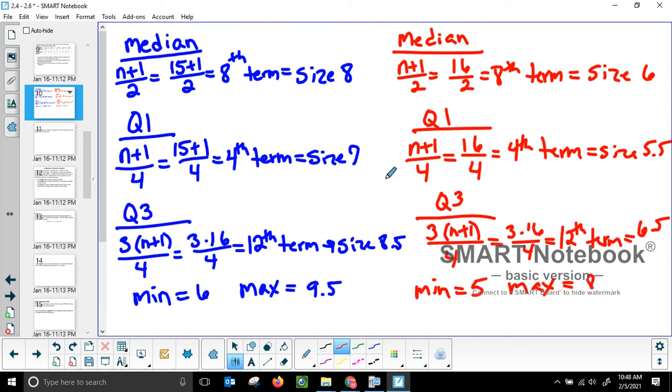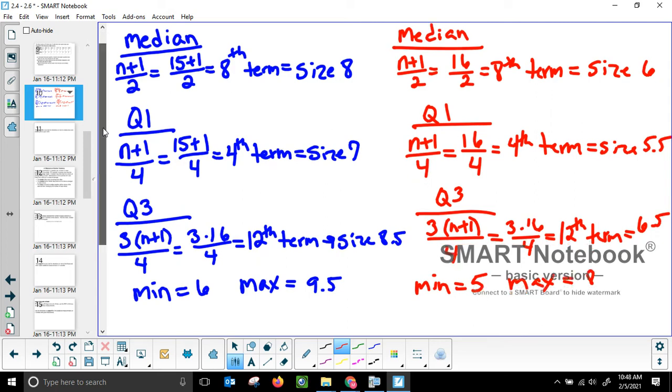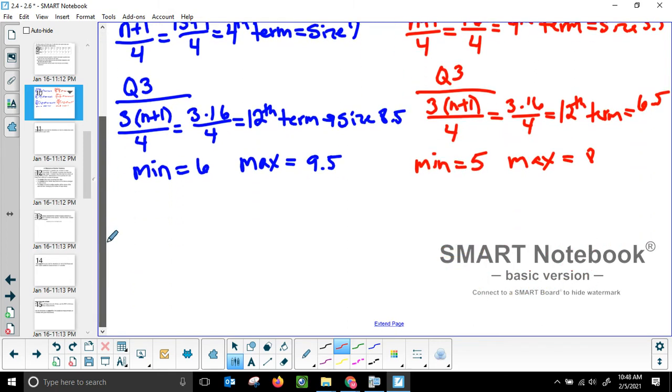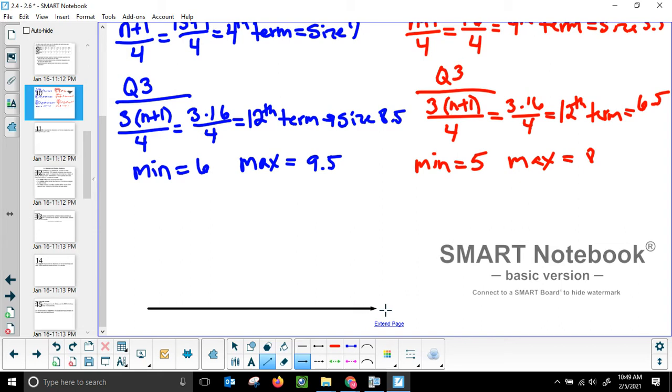And it wants us to do a box and whisker diagram for both of these. So really, you only need a horizontal axis for box and whisker diagrams. You do not need a vertical one.